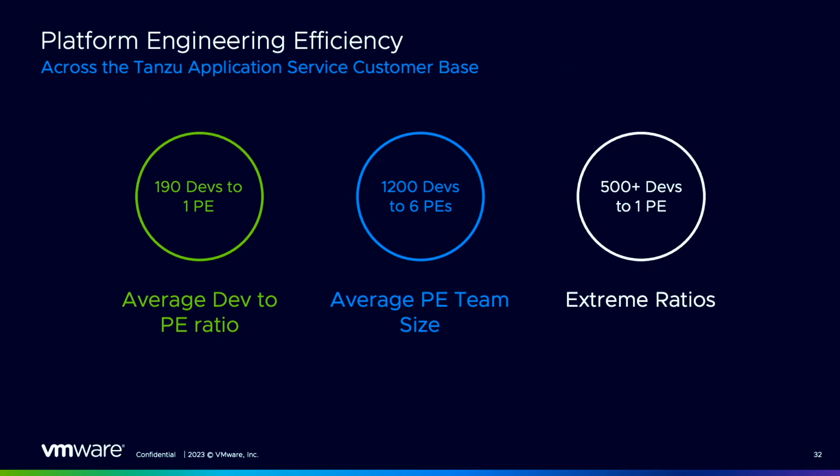So on average, we'll see an average developer to platform engineer ratio. One platform engineer will support around 190 developers. If we scale that out, the average team size is really about 6 platform engineers supporting roughly 1,200 developers. But we've seen some extreme cases where that ratio goes well beyond 500 plus. So we'll have platform engineers supporting 500 plus developers. I actually used to work at a place where that was the case. So this is a very powerful platform in terms of efficiency.